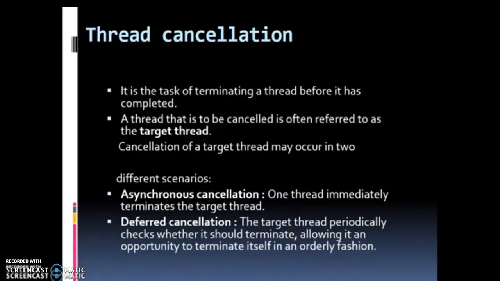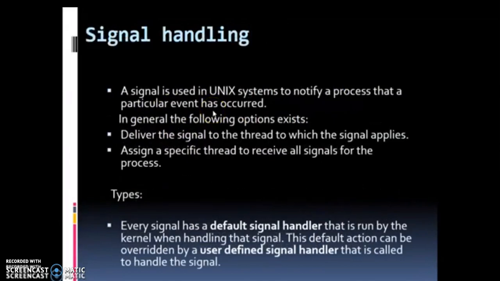And next comes thread cancellation. What is thread cancellation? Basically, it is the task of terminating a thread before it has completed. A thread that is to be cancelled is often referred to as the target thread. Cancellation of the target thread may occur in two different scenarios. One is asynchronous cancellation, the other is deferred cancellation. In asynchronous cancellation, one thread immediately terminates the target thread. In deferred cancellation, the target thread periodically checks whether it should terminate, allowing it an opportunity to terminate itself in an orderly fashion.